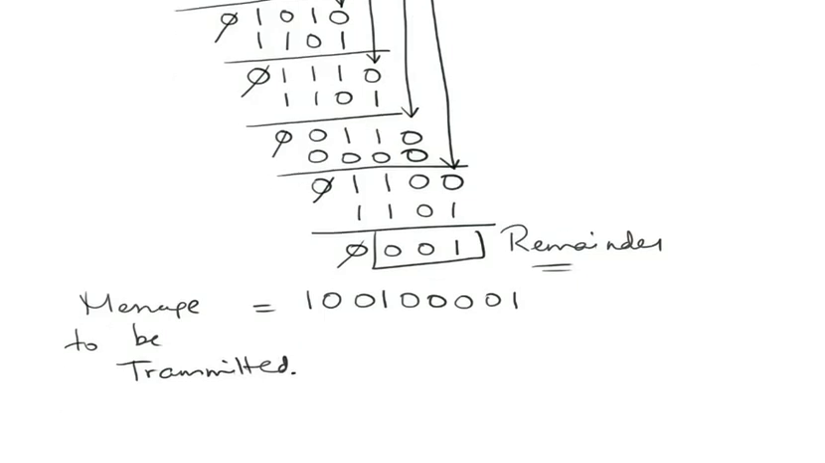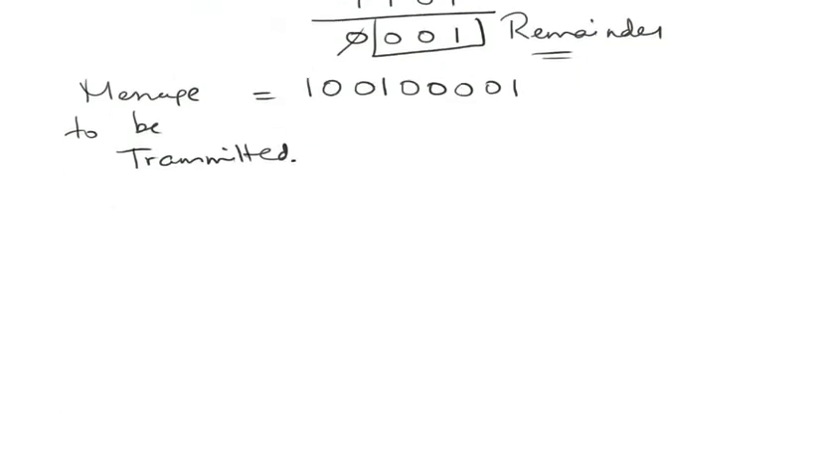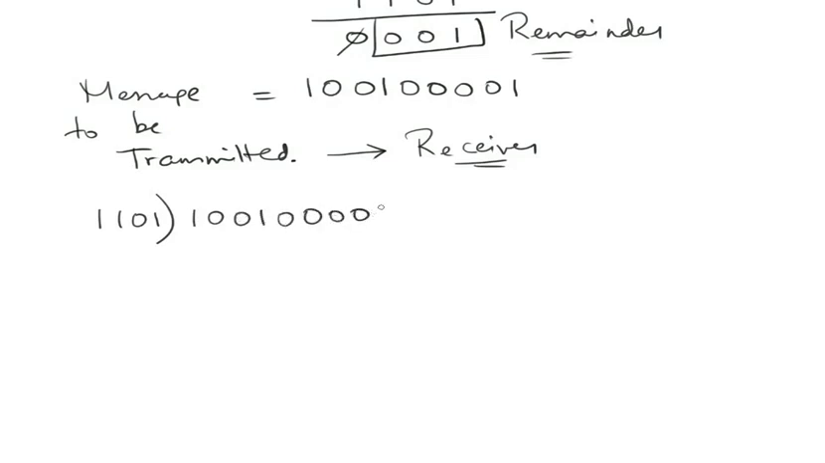So in the next step, this is the message which is at the receiver. The message which is transmitted is the same message which is received by the receiver. Now the receiver does the same procedure again. The received message is divided by the generator polynomial. So we have taken the generator as 1101 and the same message as the dividend, 1001001. Now this division is to be performed again.